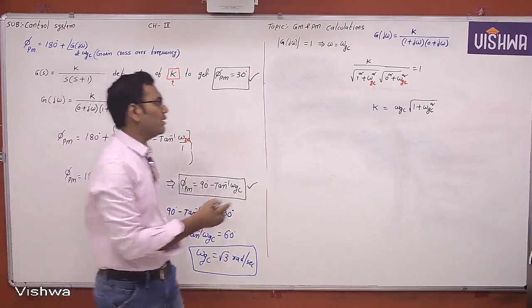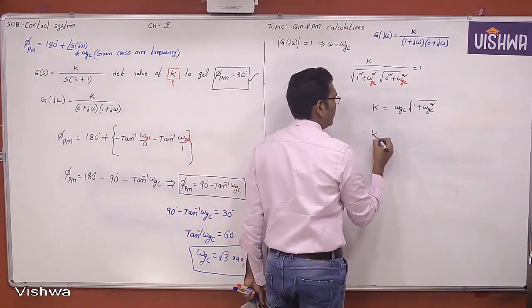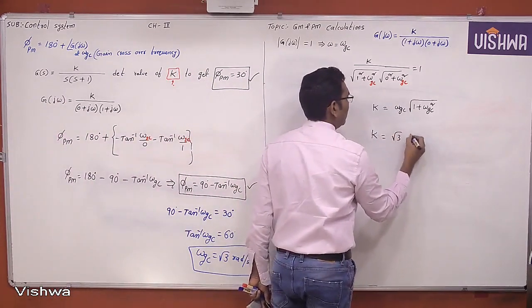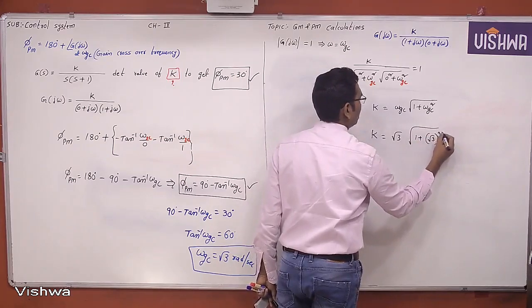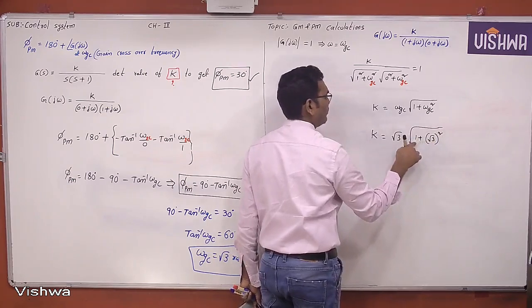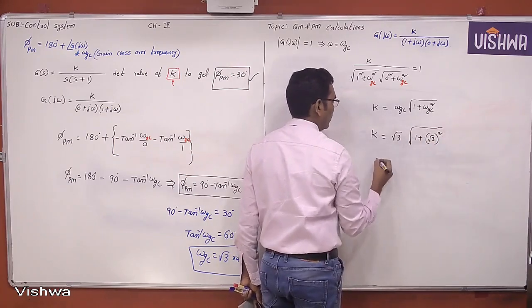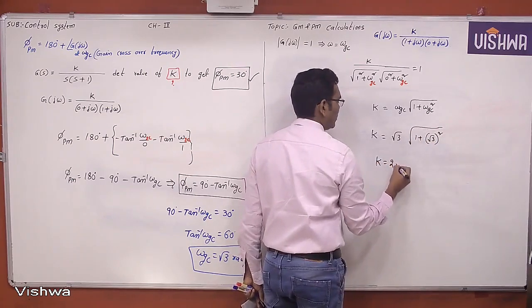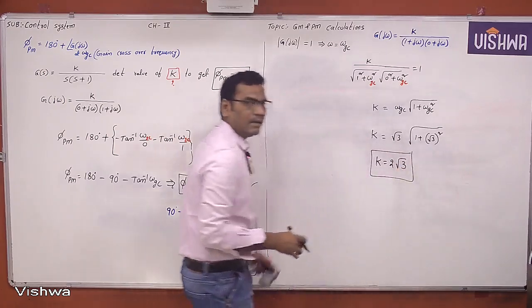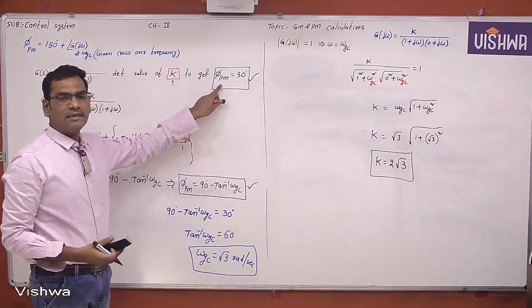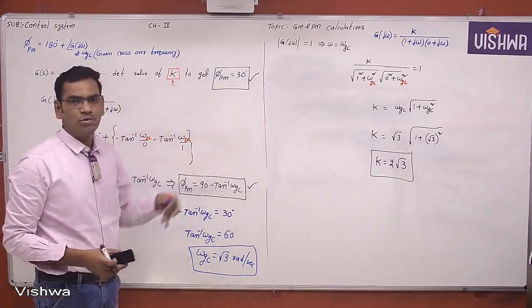Can I substitute here? Therefore, K is equal to √3 into square root of 1 plus √3 whole square. The square root cancels: 3 plus 1 is 4, and the square root of 4 is 2. So the system gain K is equal to 2√3. This is the value of K. To get the phase margin of 30 degrees, the K value is 2√3. Note down, students.